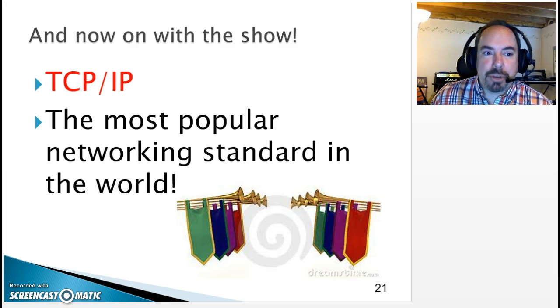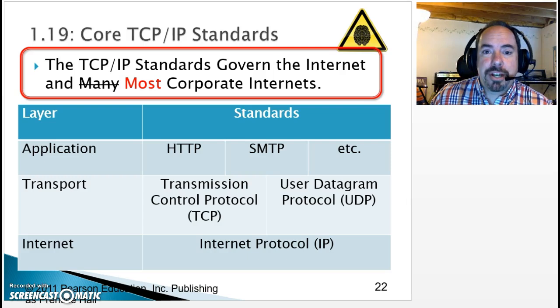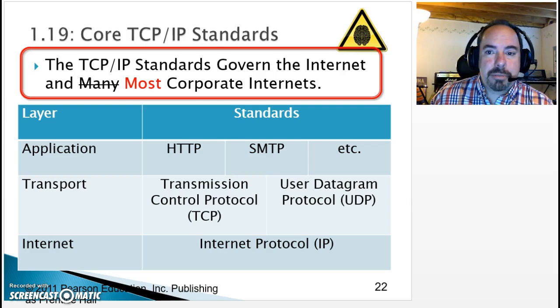TCP/IP, the most popular networking standard in the world by far. Great test question there. What you need to know about TCP/IP is that everybody uses it. The book says that most corporate internets, that is to say corporate networks, use TCP/IP. Actually, it says many. I scratched that out and put most. I would say 99% of all companies use TCP/IP. It's huge. There used to be other standards that bit the dust back in the day, but TCP is it.